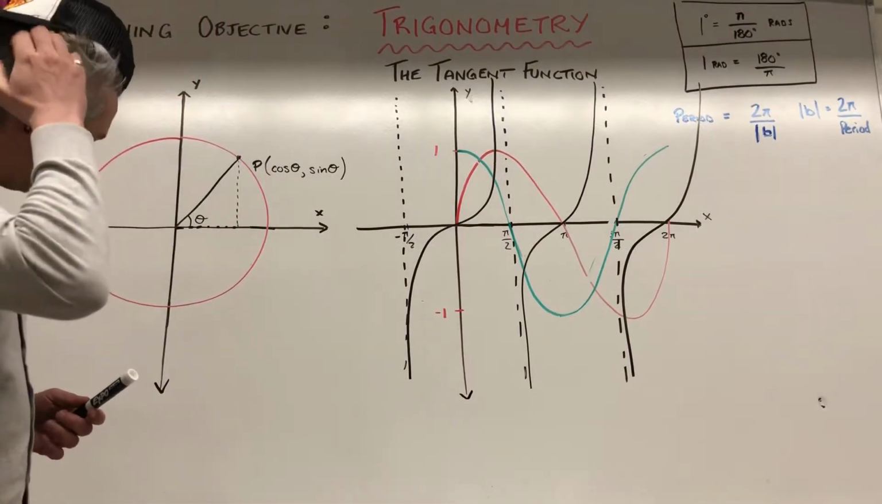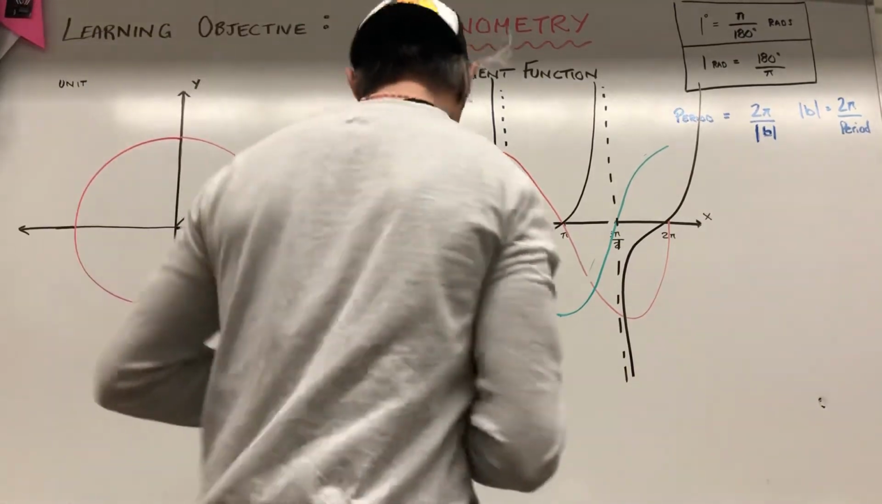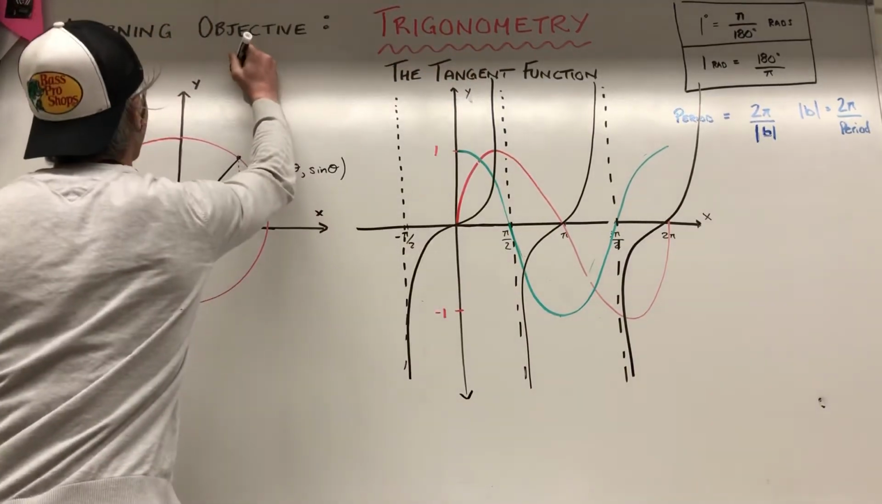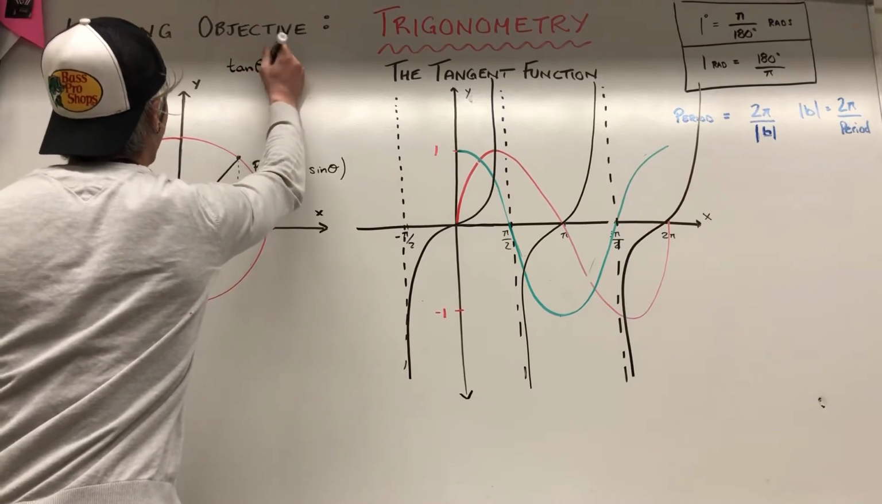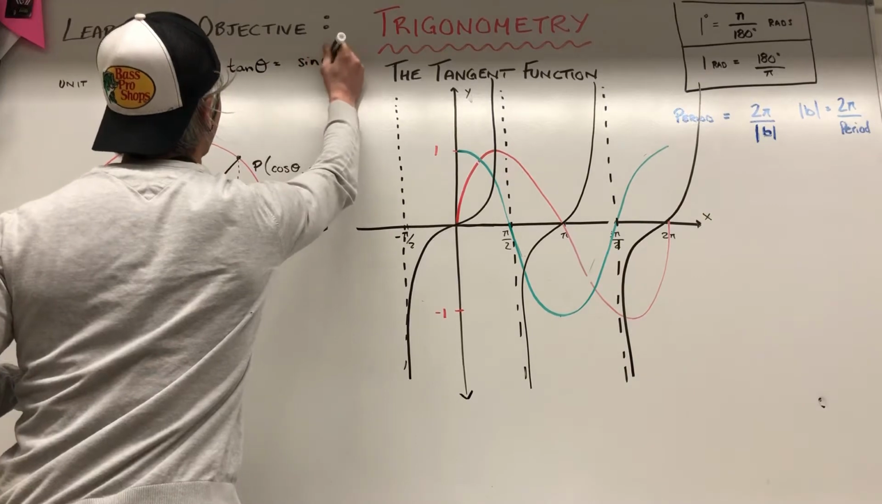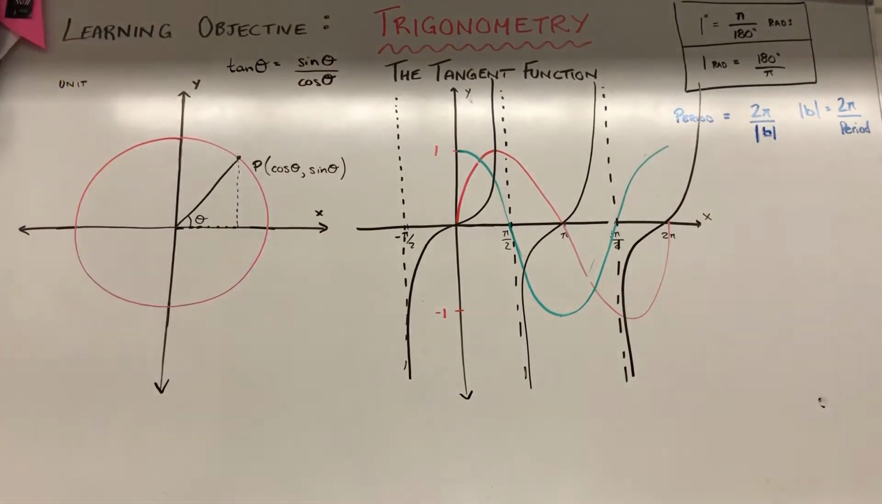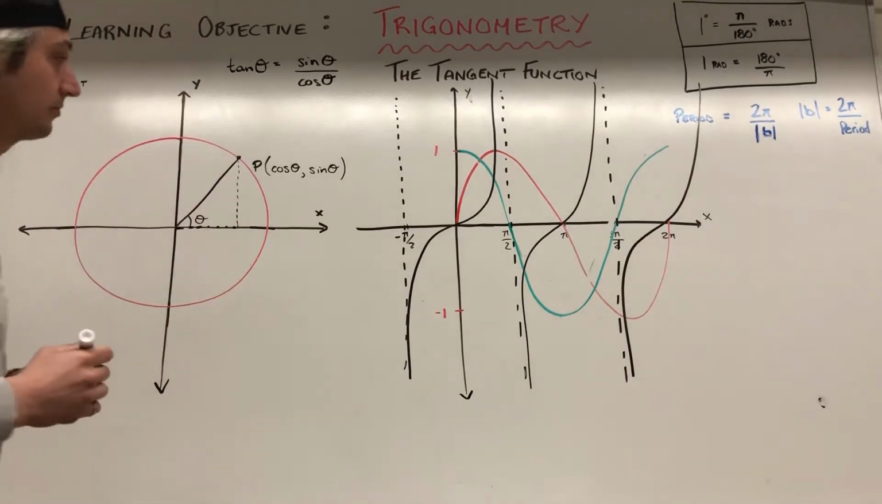And basically, the value of the tangent function is just based on the unit circle. So tangent at any particular angle in the circle is simply equal to sine of theta divided by cos theta. So that's how we can get any point along the unit circle.